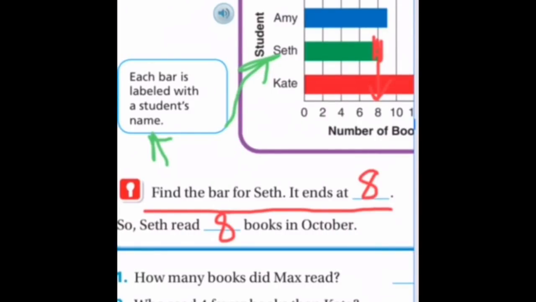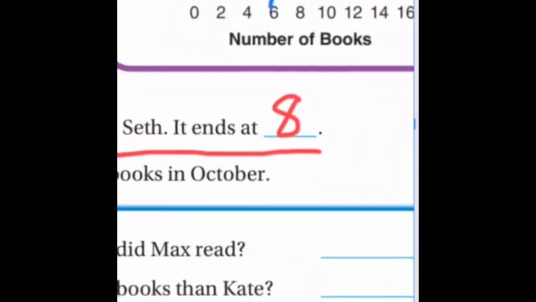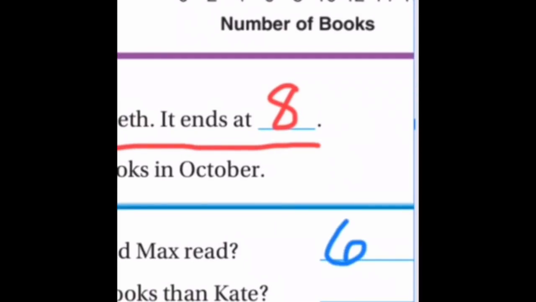All right, I'm going to erase a few more things here, and let's read these 3 questions down at the very bottom. The first one says, how many books did Max read? So we have to come up here. We find Max. His bar ends right here at the end, and we follow it straight down, and it ends at the 6. So Max read 6 books.